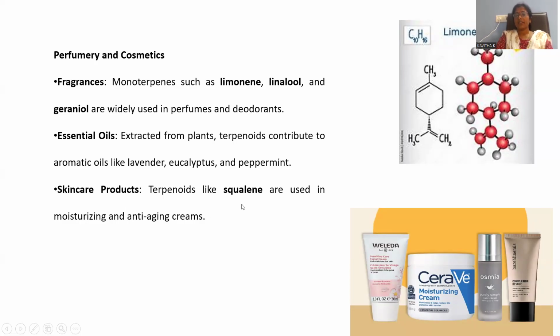Skincare. Skincare means so many moisturizers we are using are extracted from these terpenoids. Squalene is the best example. It is made up of 3 terpenoid units. Moisturizing and anti-aging agent. Moisturizing creams are available in order to make the skin wet. So in order to avoid dryness, especially in the winter season, squalene is the material which is incorporated into this skincare product as a moisturizing and even anti-aging agent.